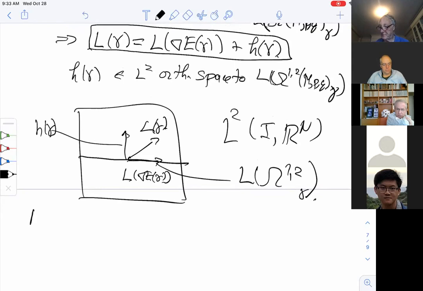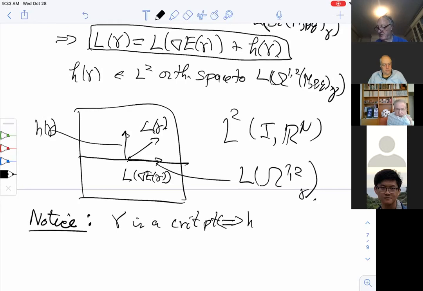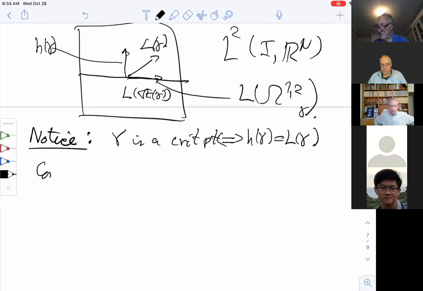So notice two things. One, that gamma is a critical point if and only if H gamma equals L gamma. So gamma is a critical point if and only if the derivative of gamma is perpendicular to this linear subspace. This is some L2 version of the well-known fact that a curve is a geodesic if and only if, so you have a curve of a submanifold. So this is compare.